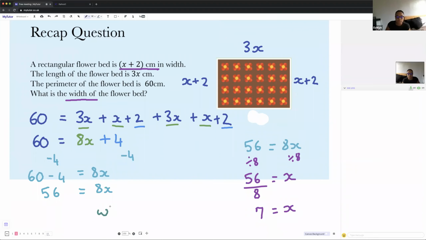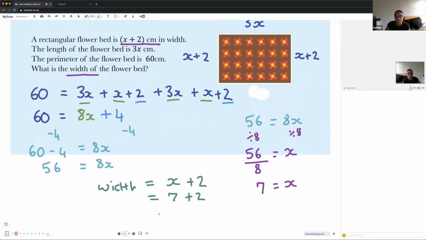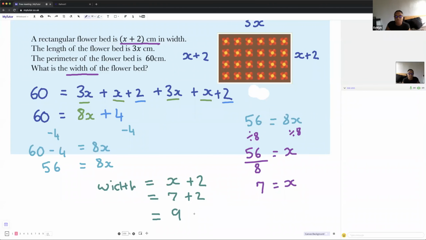So the width equals x plus 2, and x is 7, so it's just 7 plus 2. So our answer is 9. And remember, in your GCSE, if they haven't given you the units on the end, you also have to remember to put your units as well. So it will be 9 centimeters. Brilliant. So I'm seeing a lot of 9s.